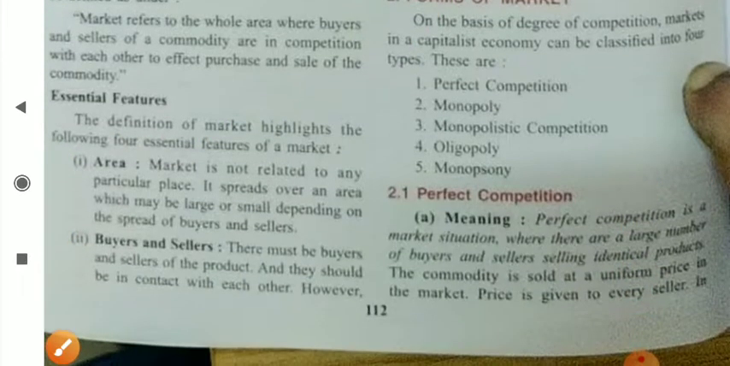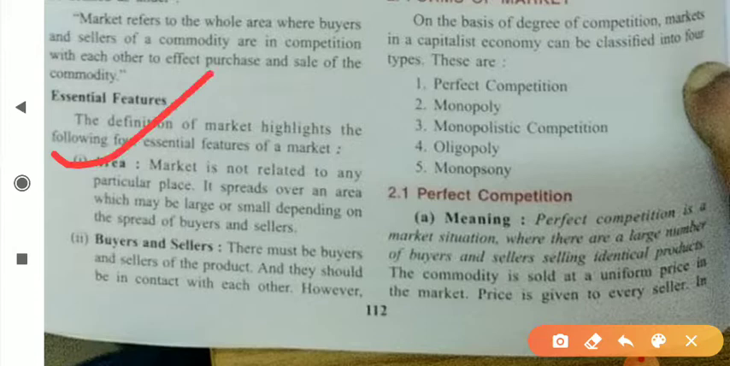Now the essential features of market: what are the main features which a market has to fulfill to become a market? The first one is area. It means market is not related to any particular area. It is spread over an area which may be large or small, depending on the spread of buyers and sellers.